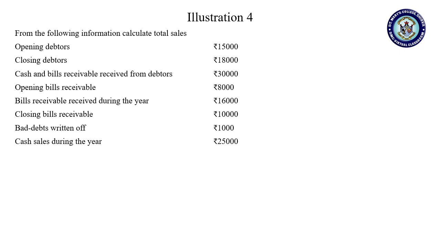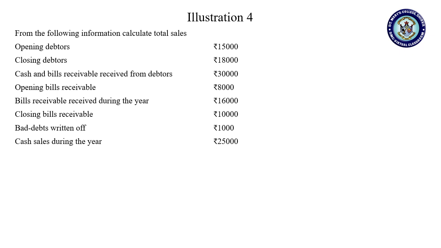To know the credit sale, you have to prepare ledger account, that is debtor account. So they have given information regarding the debtors account. Along with that, they have given information regarding the bills receivable account. So first you have to prepare bills receivable account. Okay, so you have to start with bills receivable account, then debtors account, then you have to find the total sale. First we'll pass the journal entry.